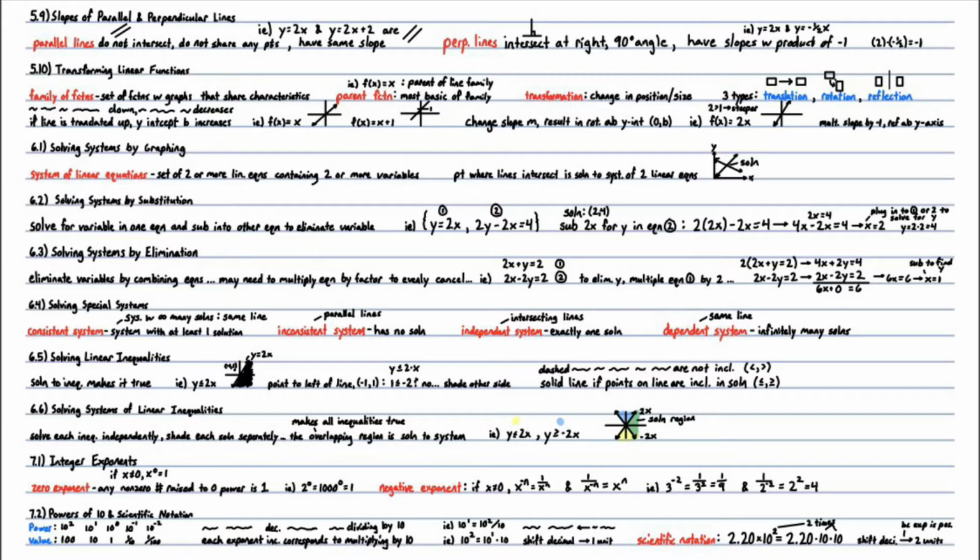Solving systems of linear inequalities. Solve each inequality independently. Shade accordingly. The overlapping region of the solution regions is the solution to the system. These values make all of the inequalities true.